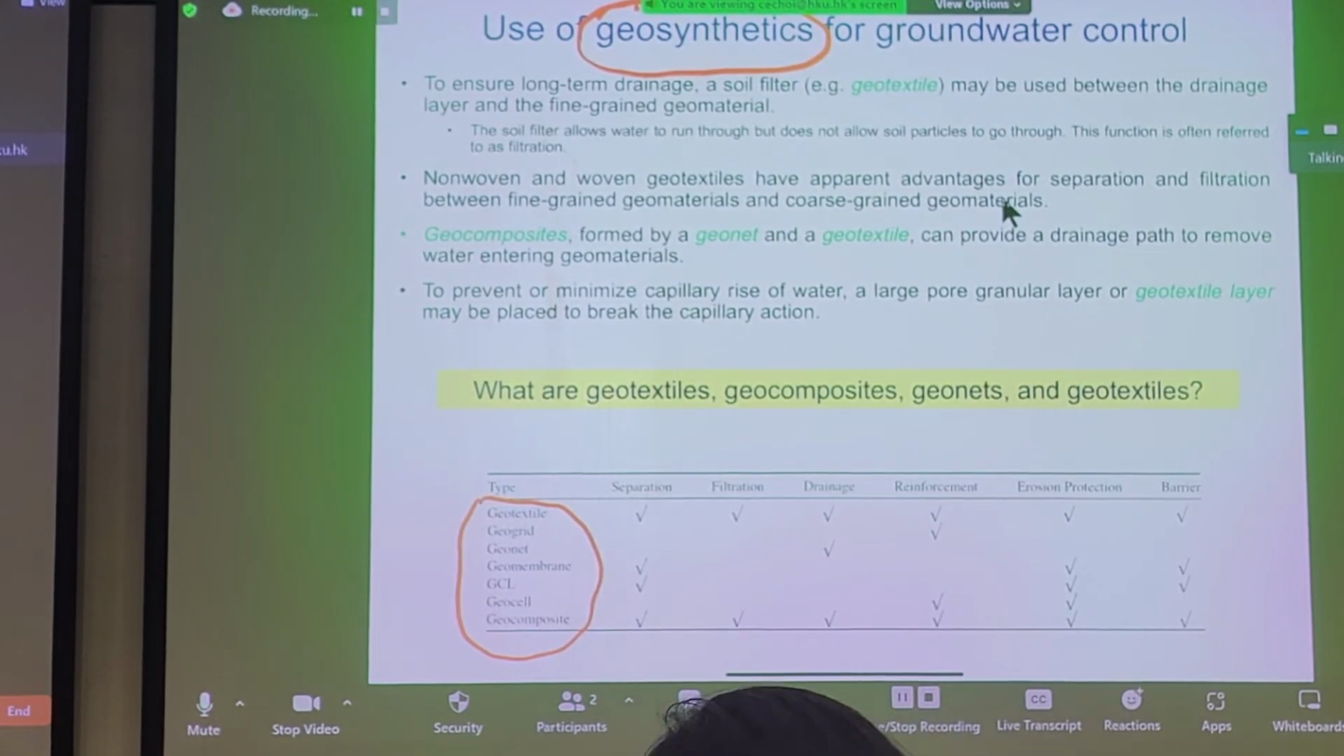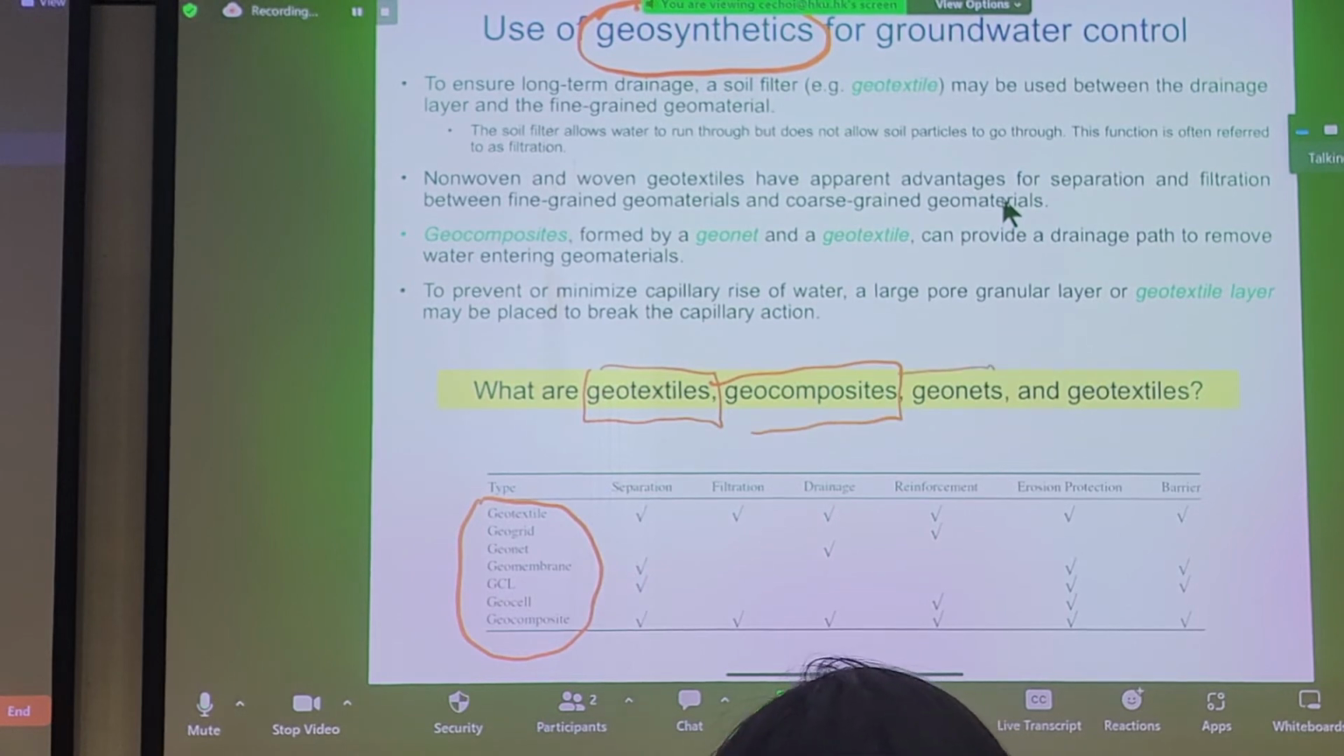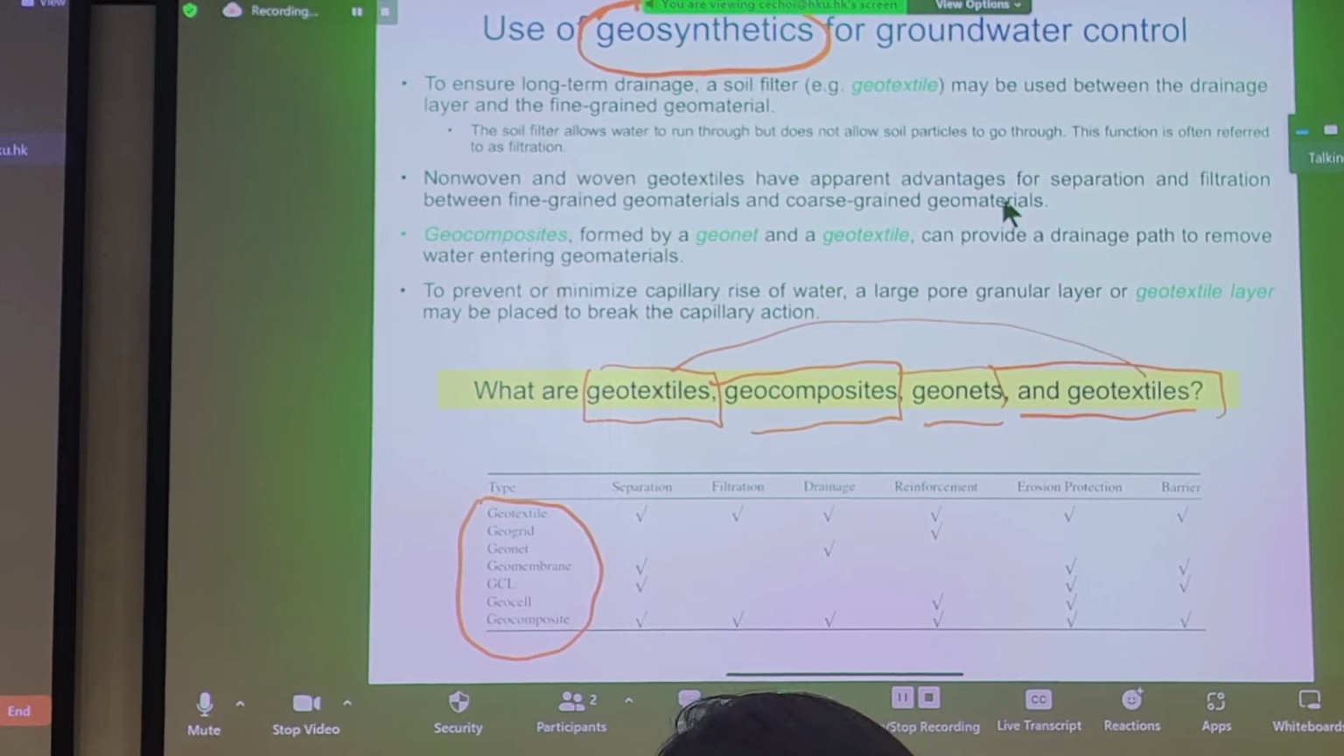So if you look at the bottom table here, these are common words that you'll see throughout your geotechnical career, and it's important not to mix up what these terms are. Geotextile shows up twice. So the table is probably overwhelming in terms of check marks, but we can go through each of these to try to understand a bit better what their primary function serves as.